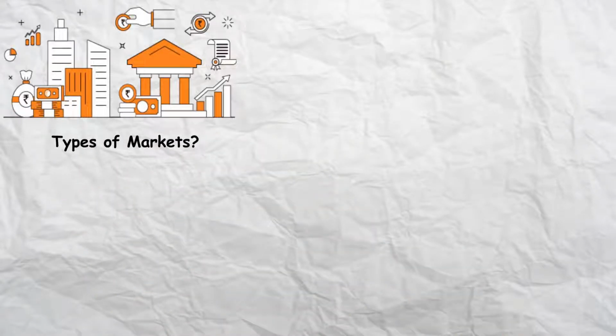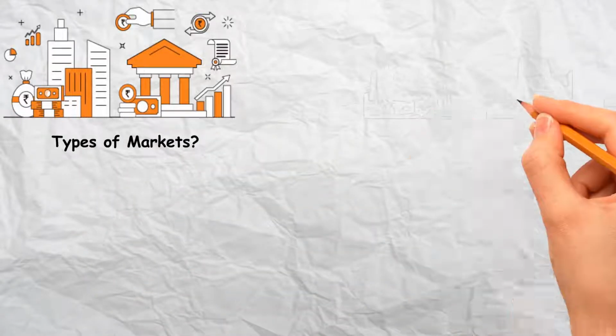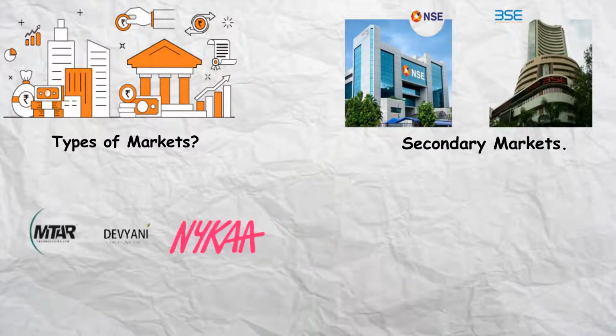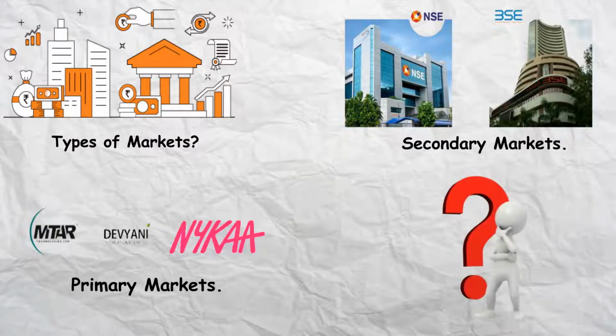How many types of markets do you know? Are you trading in NSE or BSE? Then you're trading in secondary markets. Did you acquire shares of Nykaa, Devyani, MTAR from IPO? Then you bought it from a primary market. What are the types of IPO process? Apart from primary and secondary markets, are there any other markets? Let's check out all this information in detail in this video.